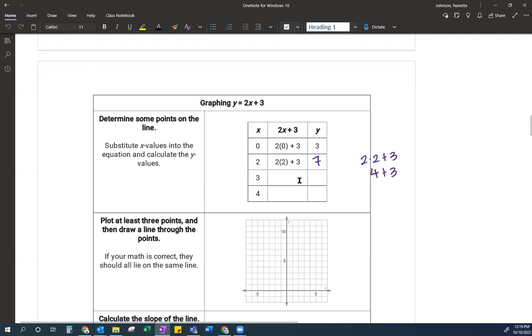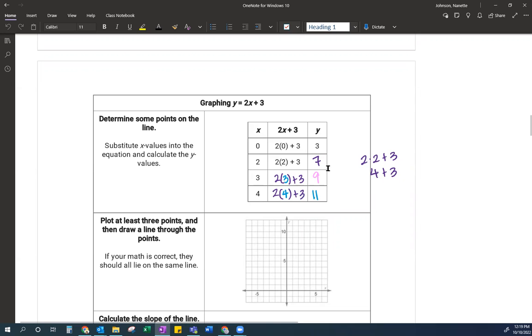Same thing goes with that next one. I'm going to plug in my 3. And if you've ever watched me plug in stuff, I always like to leave an empty parentheses, and then whatever my x value is, that's what I am substituting in there. So what is that? 2 times 3 is 6 plus 3 is 9. So that's going to be my 9. And then I'm going to do it again. 2 times something plus 3. And then I'm going to put that 4 in there. So 2 times 4 is 8 plus 3 is 11.